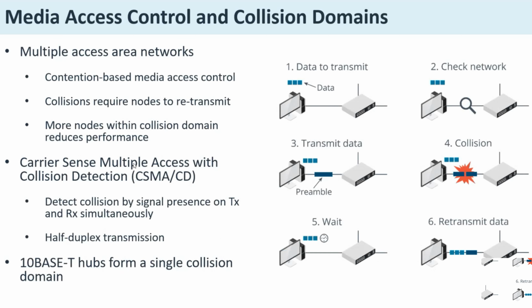The collision detection mechanism means that only half duplex transmission is possible. This means that a node can transmit or receive, but it cannot do both at the same time. In the 10BASE-T wiring topology, each node is cabled to an Ethernet hub, and the hub repeats incoming signals to each connected node. Consequently, each host connected to the same hub is within the same collision domain.